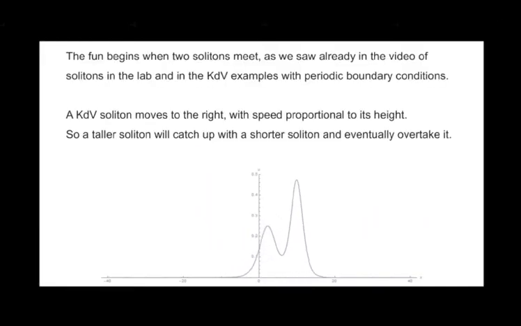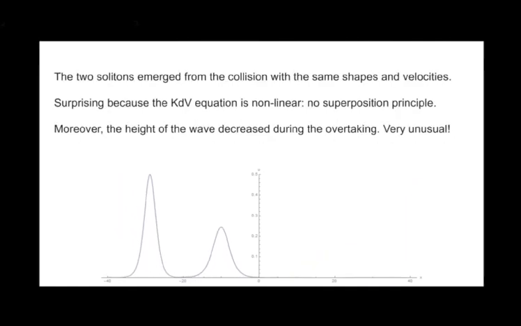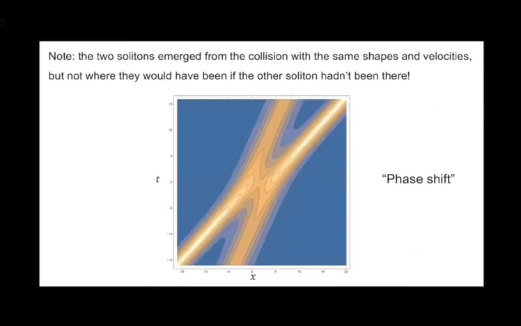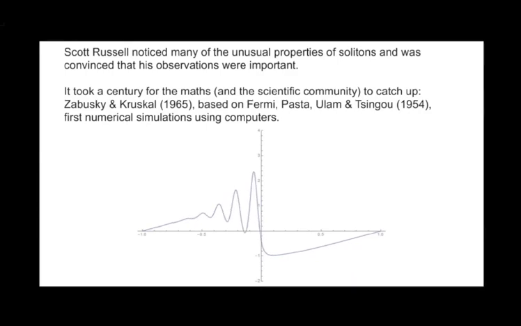The fun begins when the two solitons meet, and we saw already in the video of solitons in the lab, as I showed before. The two solitons emerge from the collision with the same shapes and velocities. When they start initially, they are of the same length, but after superposition they change their shape by changing the power. The two solitons emerged here. If we look at the ratio of y to x, then it looks somewhat like this.